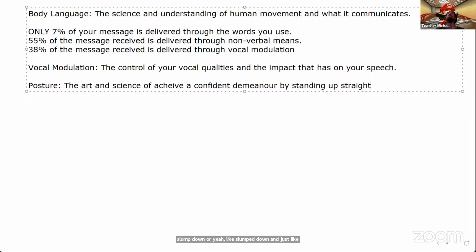That shows shyness, perhaps weakness as well. So when you're speaking in a debate, it's very important to consider your posture and the message that that's sending to your audience and to the judges.